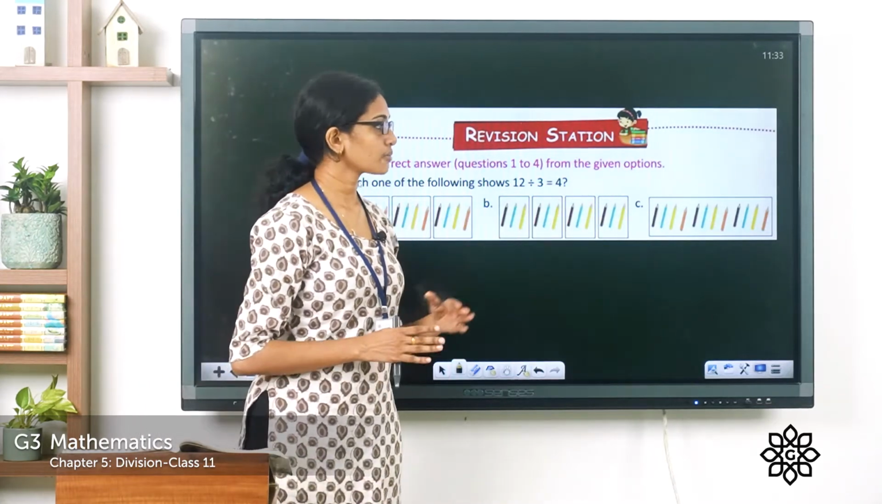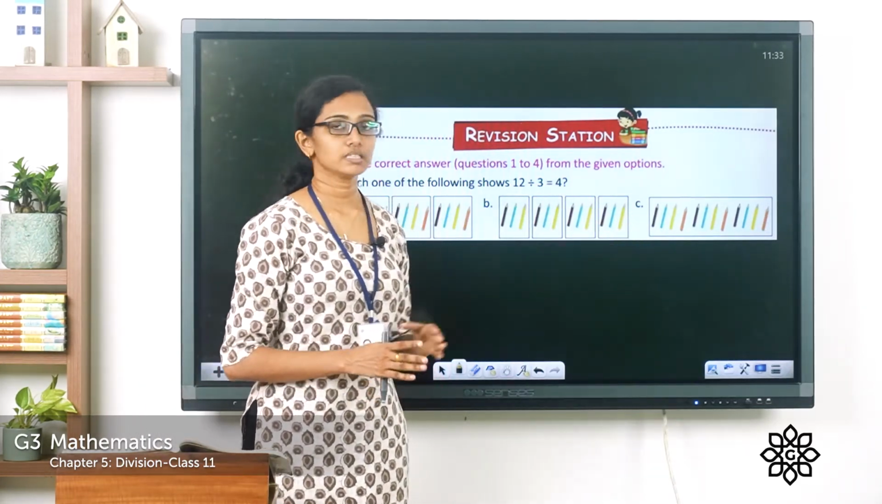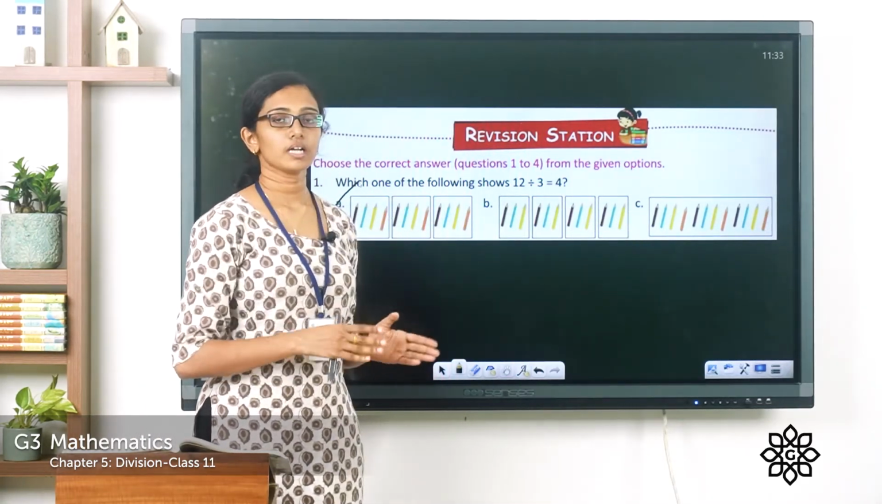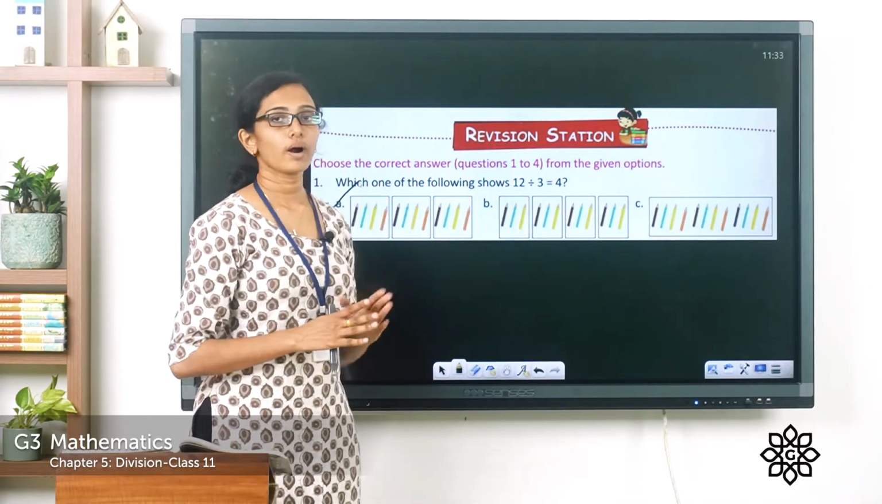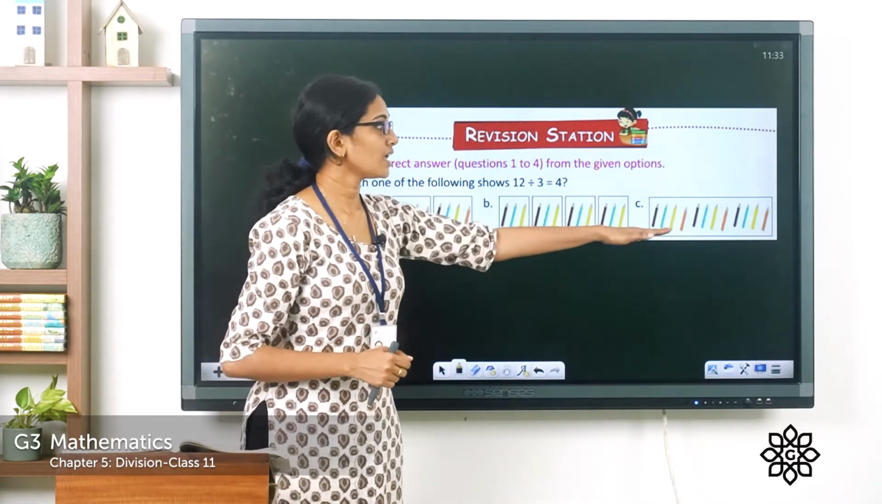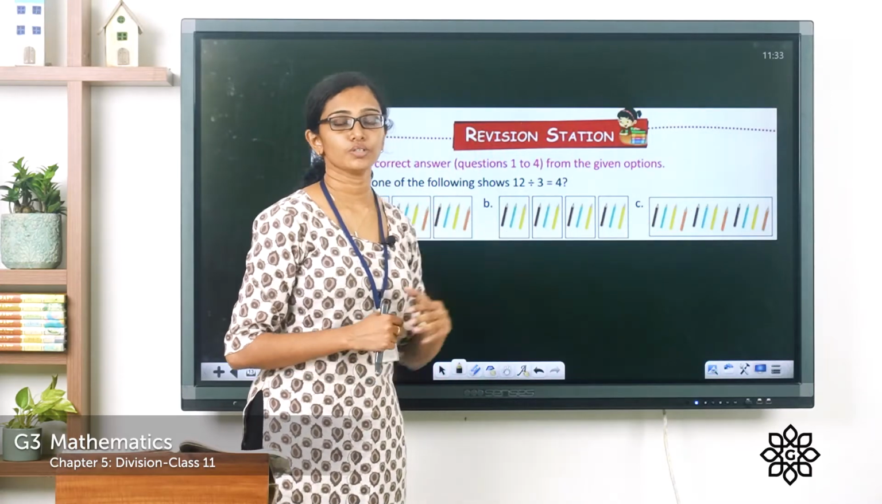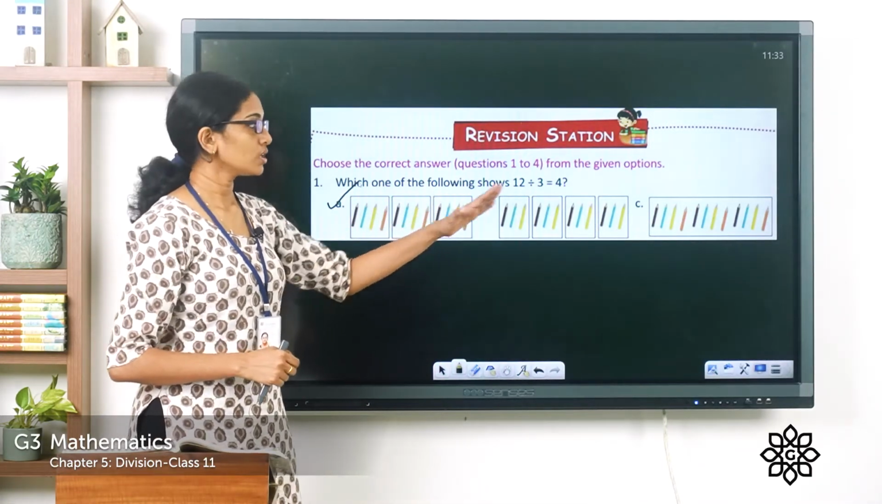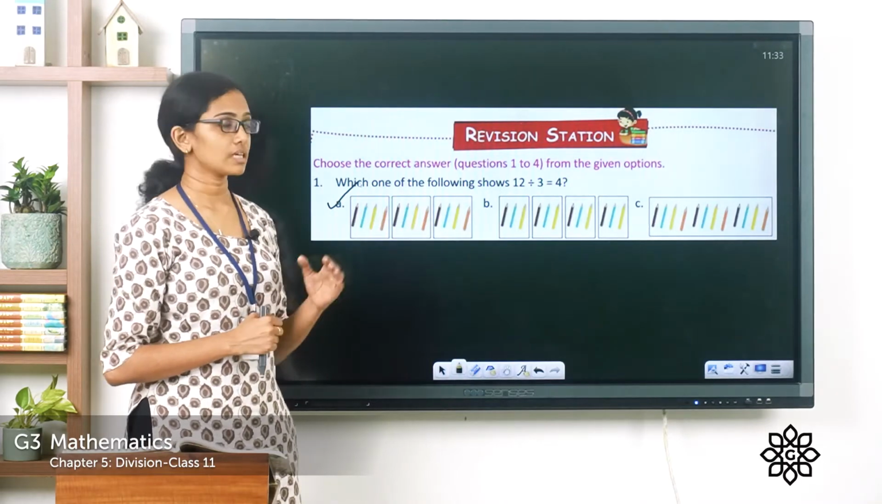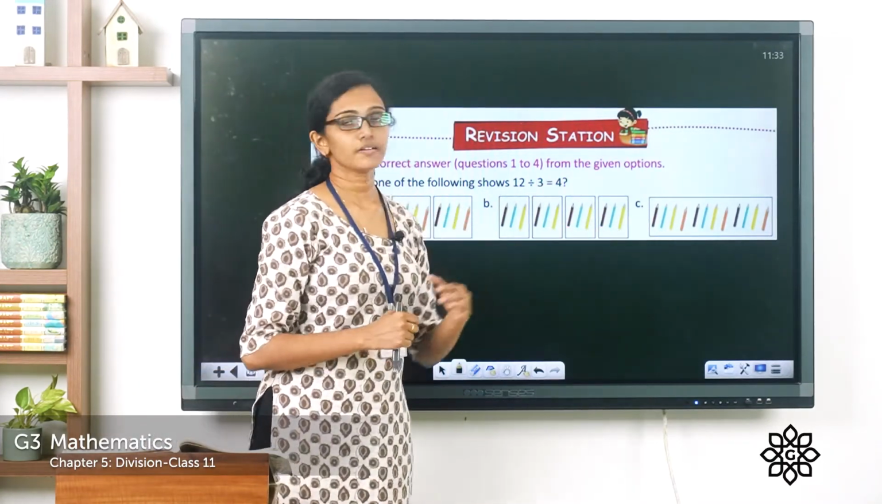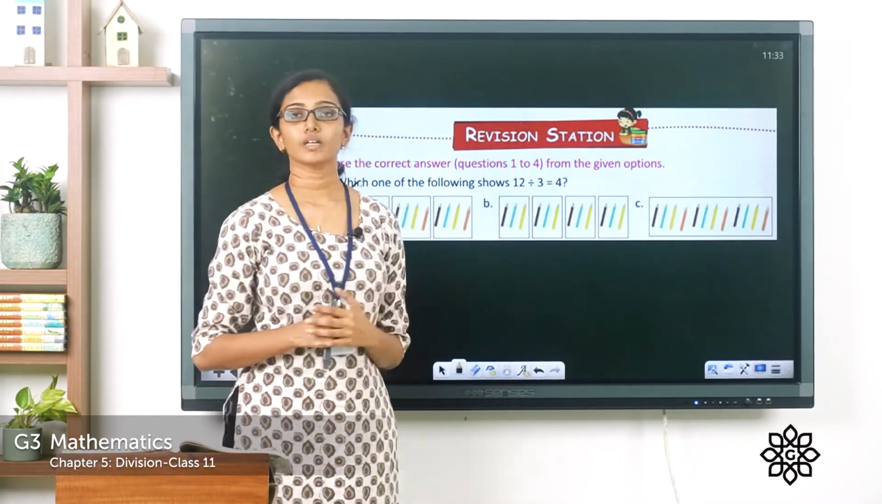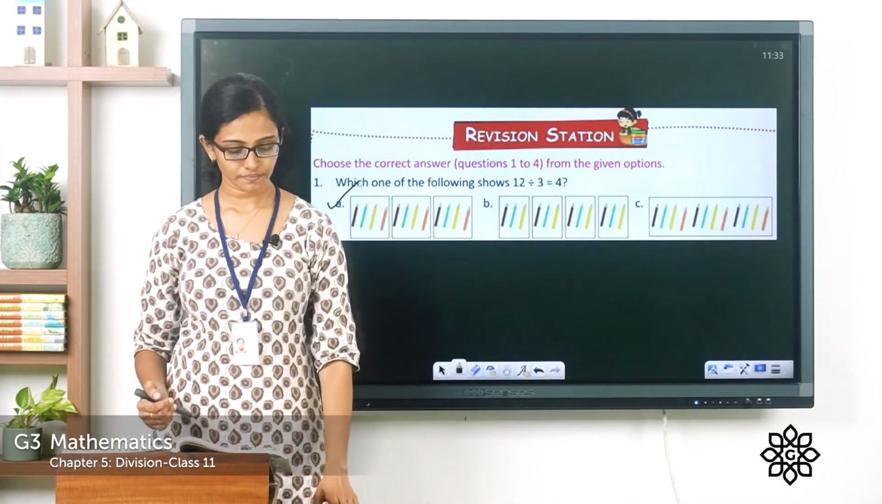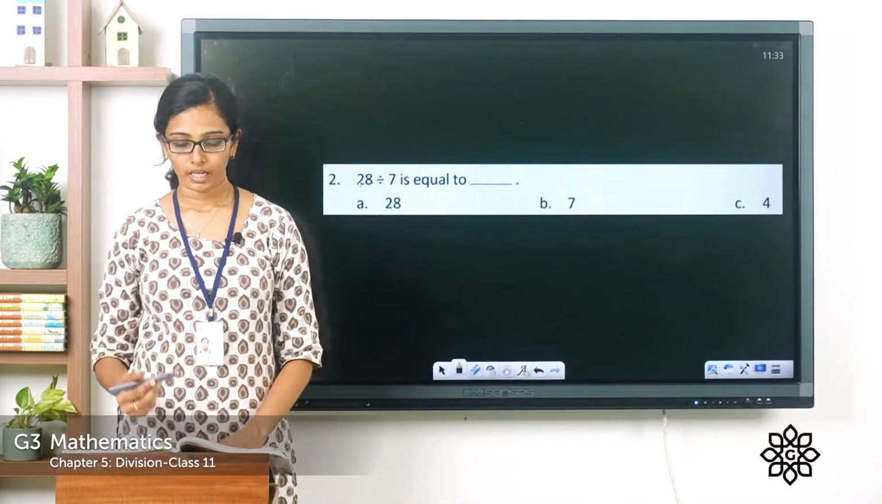And the last one, option C: there you have 12 pencils and it is not divided into any more groups. It's in one single group. So that is 12 divided by 1 is equal to 12. So this is 12 divided by 3 is equal to 4. This is 12 divided by 4 is equal to 3. And this is 12 divided by 1 is equal to 12. Clear?